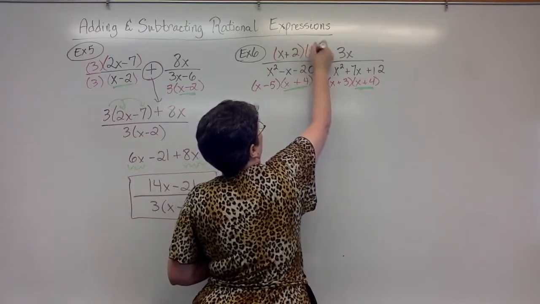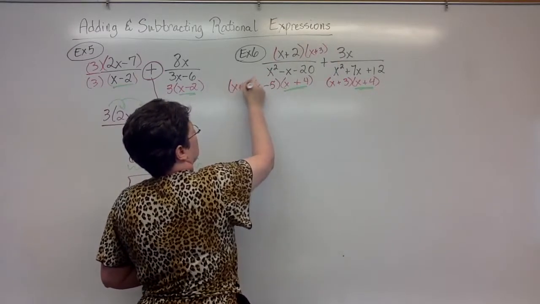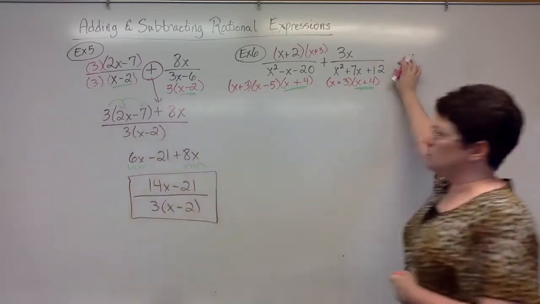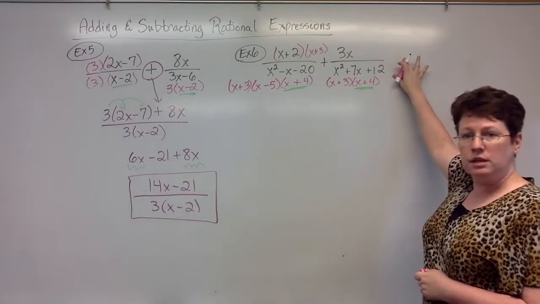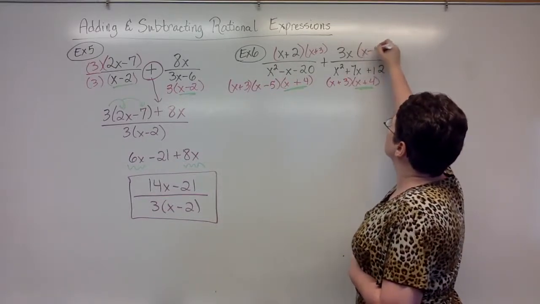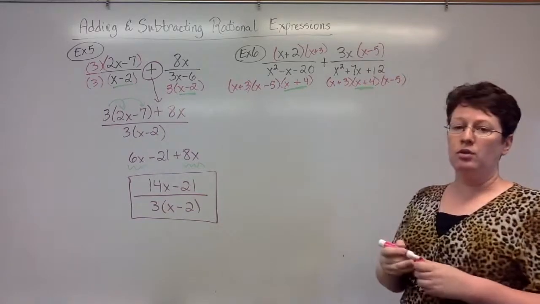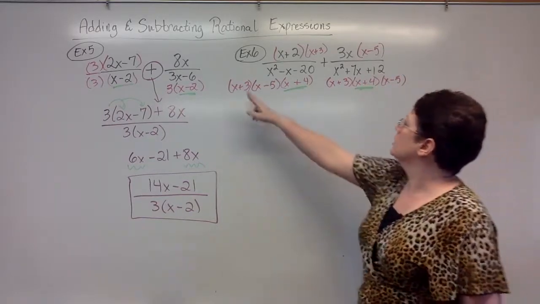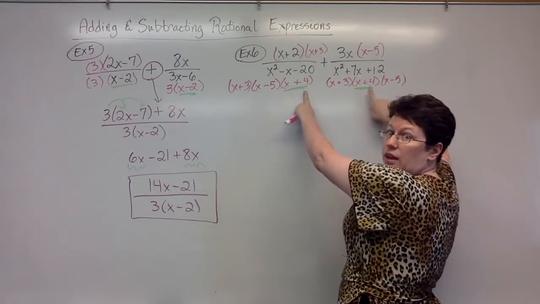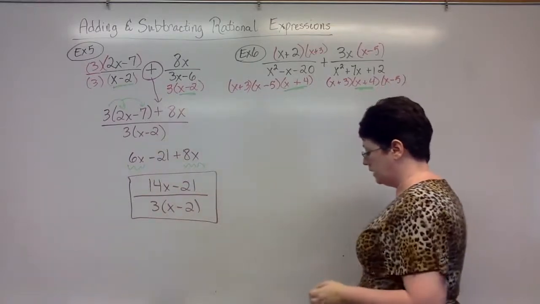So I'm going to multiply by x plus 3. Because there's not a lot of room, I'm going to write it over here on the left in the denominator. So second fraction, what is it missing? X minus 5. So I write in x minus 5, top and bottom. Now, they both have all 3 kinds of cookies. They both have x plus 3, they both have x minus 5, and they both have x plus 4. All right, so now we're ready.